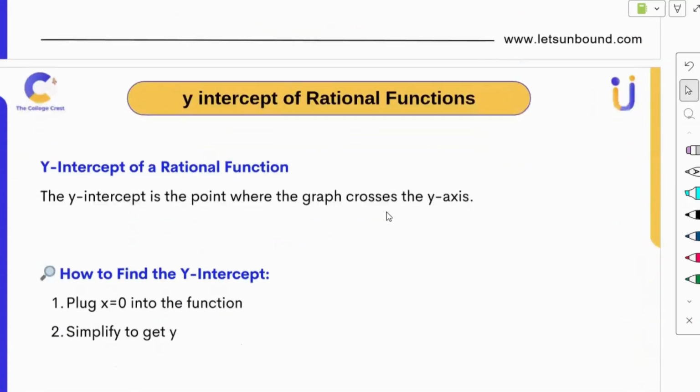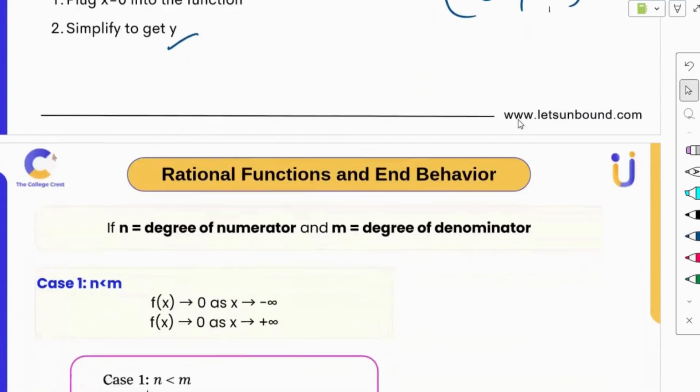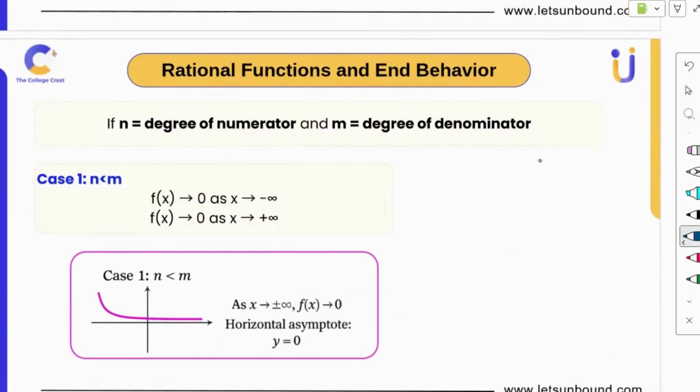Now the y-intercept is very simple. It is the point where the graph crosses the y-axis. So plug x equal to 0 into the function and simplify to get y. That is your y-intercept, and it will look like (0, y), where x is 0 and y has some value. Now, for rational functions and their end behavior, we have 3 cases. In this formula, we will come across n and m: n means the degree of the numerator, and m means the degree of the denominator.